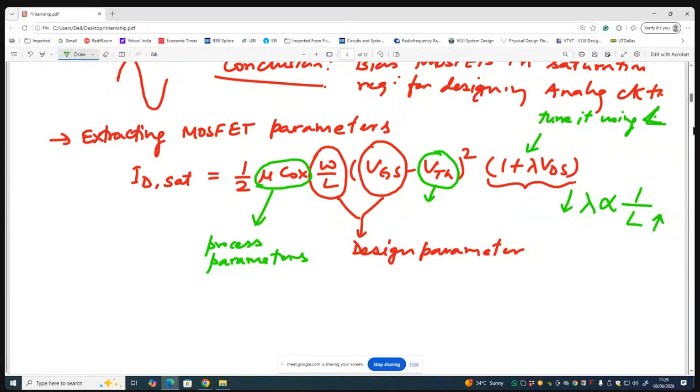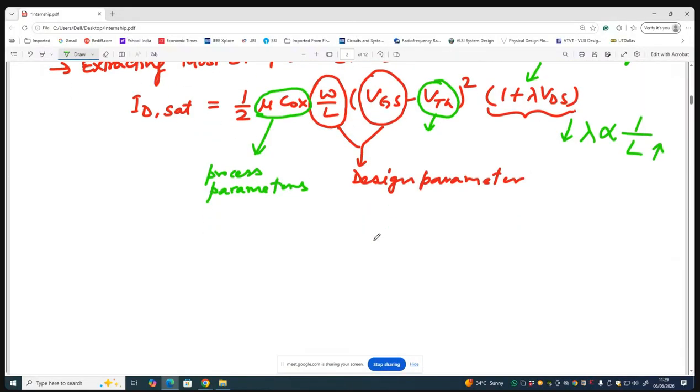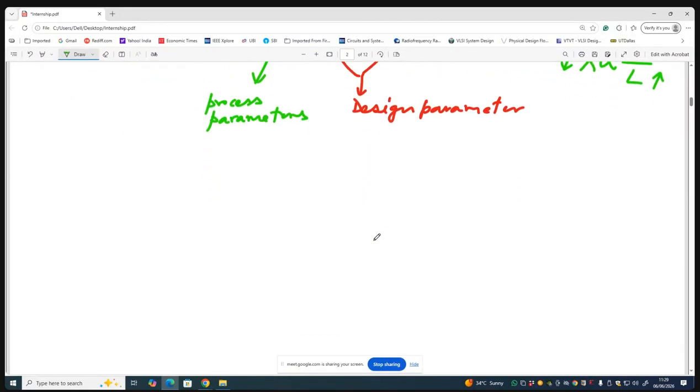Okay. So now we have to actually extract these MOSFET parameters. Let's see how we can extract this mu Cox and this VTH of a transistor from its IV characteristic. So for that, let me draw.